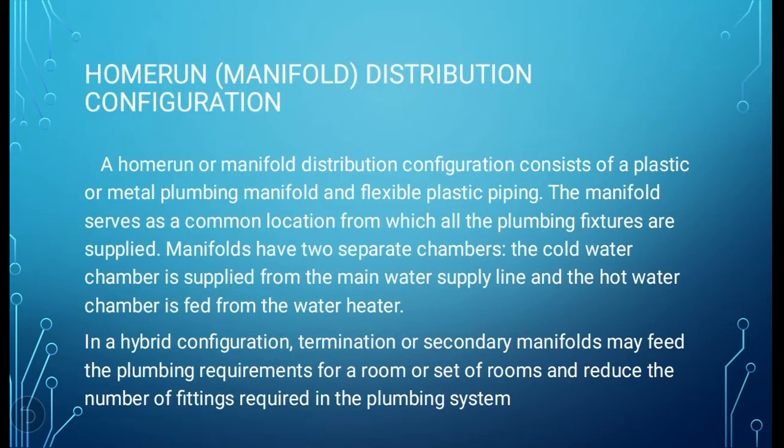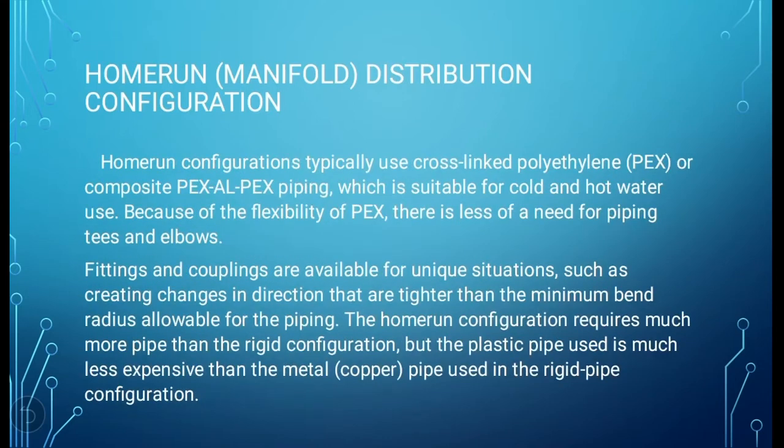In a hybrid configuration, termination or secondary manifolds may feed the plumbing requirements for a room or set of rooms and reduce the number of fittings required in the plumbing system. Home run configurations typically use cross-linked polyethylene, or what we call PEX, or composite PEX-AL-PEX piping, which is suitable for cold and hot water use.